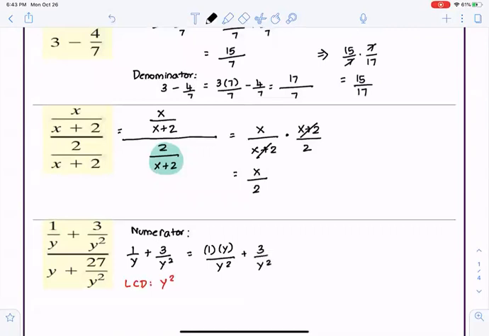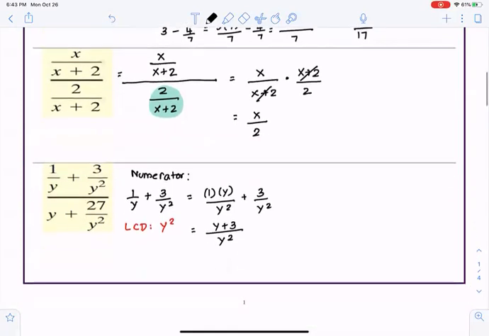Denominator now, so I just have to combine the numerators. So 1 times y is y, and plus 3. Moving on to the denominator.